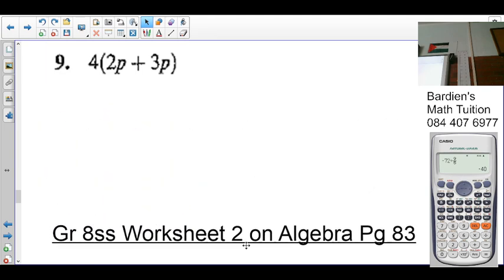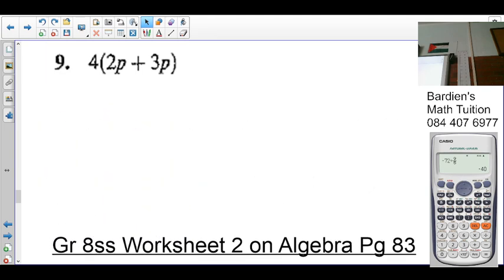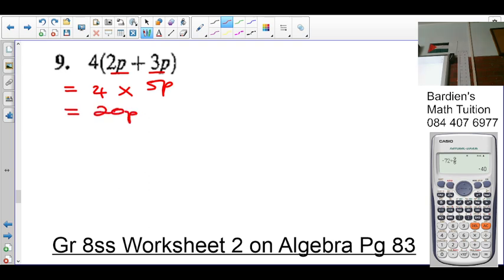Inside the brackets, are they like terms? Yes, I must add those first. So that's going to give us 4 times, what's 2p plus 3p? 5p. And 4 times 5p? 20p. Okay.